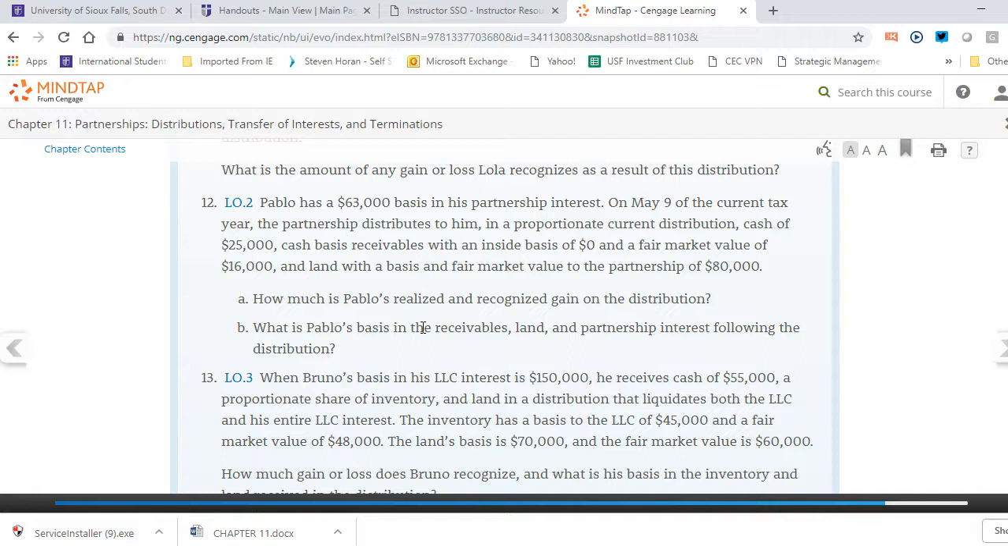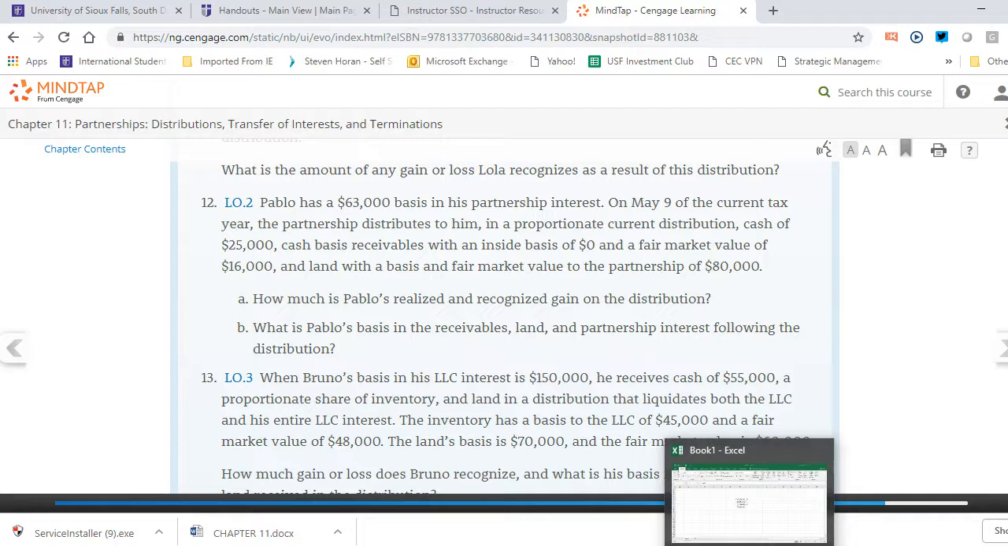So we have to go through and think through what he received. Let's just list them out here. His basis is 63. He received a proportionate current distribution, cash of 25, receivables with basis 0 but fair market value of 16, and then land with a basis and fair market value both of 80,000. Okay, so let's just go and list out some numbers here.